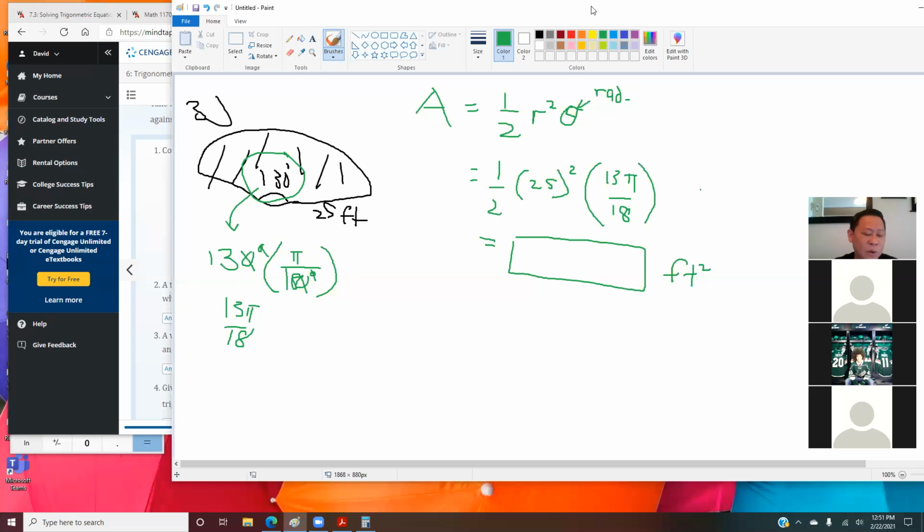I'll go through 6.1, 6.2 and 6.3 today, and then tomorrow we'll concentrate on the graphing ones, because that one took like 12 or 14 points. So we'll concentrate on that one.